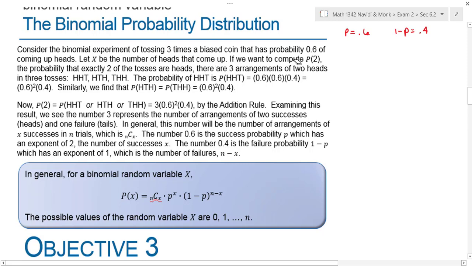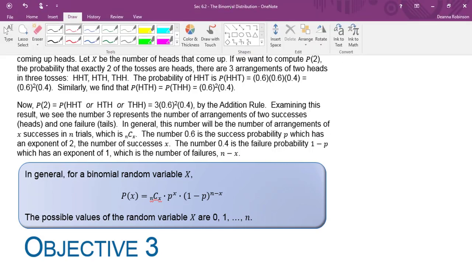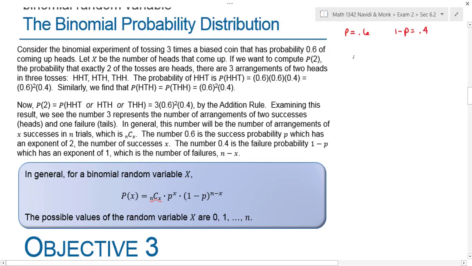When you're tossing a biased coin 3 times, you have several different ways that you can come up with getting exactly 2 heads. X here represents the number of heads that come up. If we want to compute P of 2, that's the probability of getting exactly 2 heads out of the 3 coin tosses. There's several different ways that we could get exactly 2 heads out of 3 coin tosses. I could get head, head, tail. I could get head, tail, head. I could get tail, head, head. Would you agree with that? This is the 3 different combinations of heads and tails that I could get.